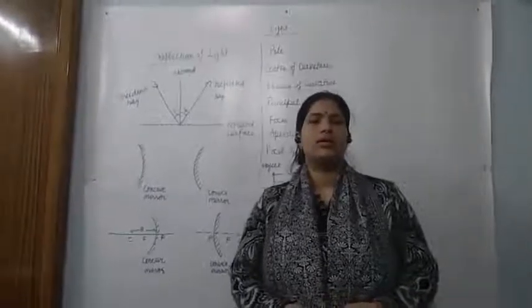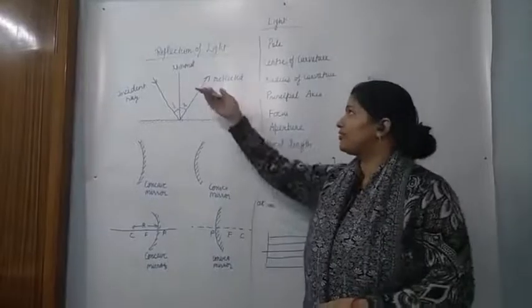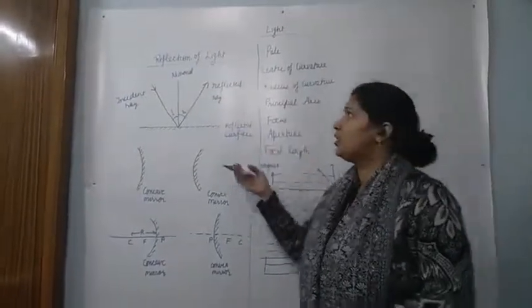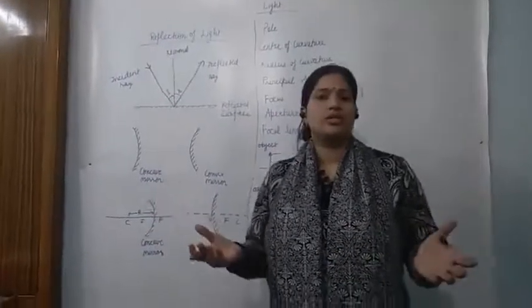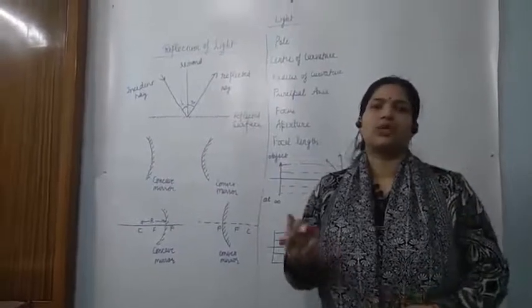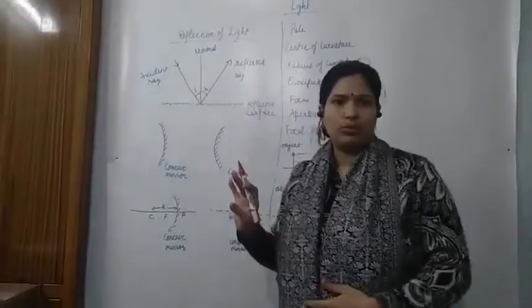Now, for today, we will discuss the reflection of light. That is the main property of light. We see in our surroundings many objects are visible to us. That's because of the reflection phenomena of light only. Because what is the reflection phenomena?